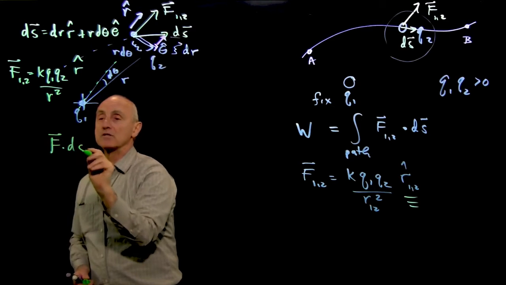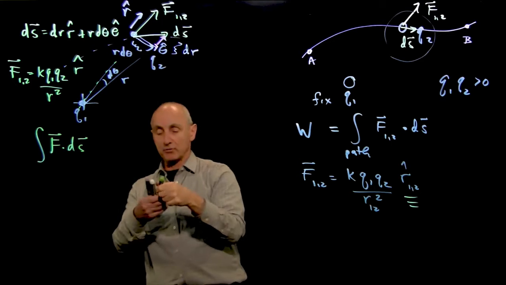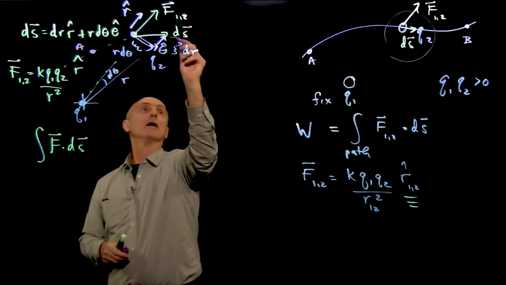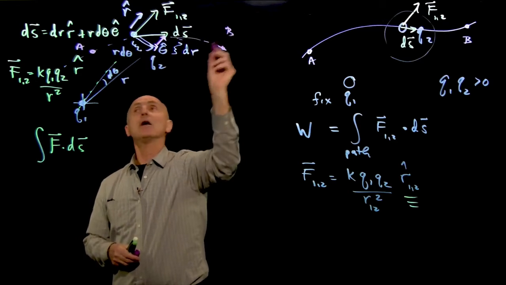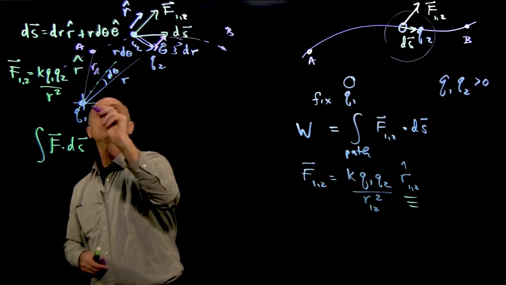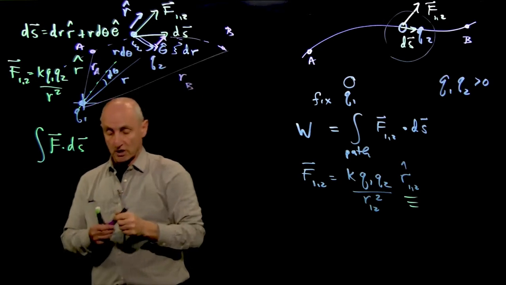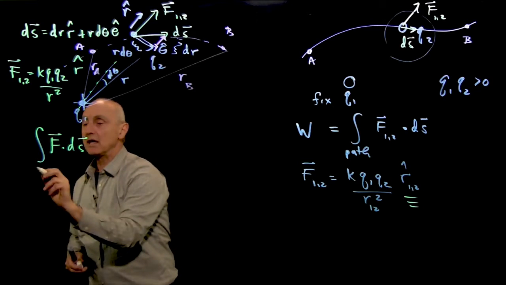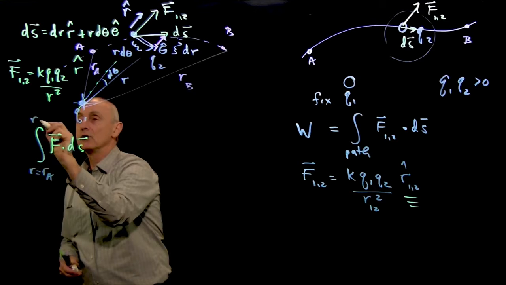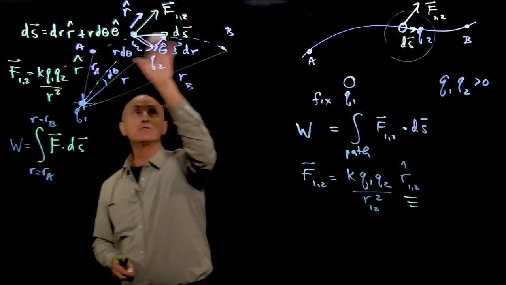So F dot ds, integral. Now, what are our paths? Let's just mark A here, and mark B out there. And A is a distance r_A from the origin, and B is a distance r_B from the origin. So what we're doing is taking our variable r from r_A to r_B, and that defines the path.